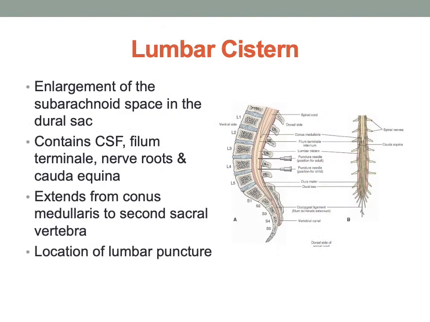The lumbar cistern is an enlargement of the subarachnoid space in the dural sac. It contains cerebrospinal fluid, the filum terminale, nerve roots, and the cauda equina. It extends from the conus medullaris to the second sacral vertebra, and it is the location of lumbar punctures, or it's called a spinal tap.